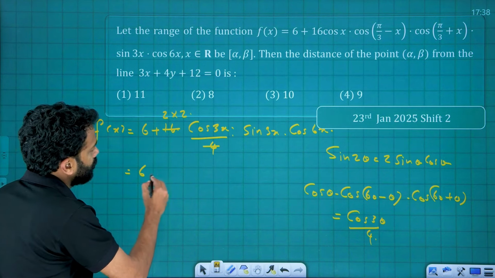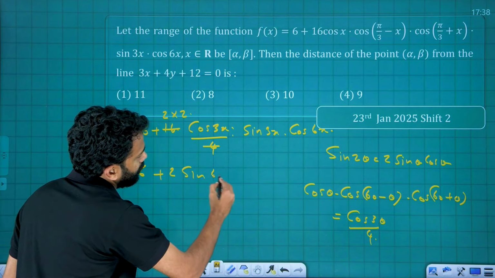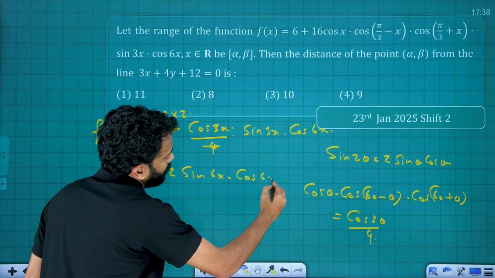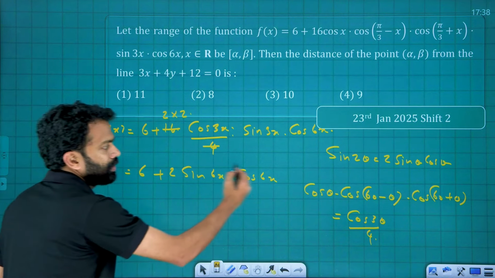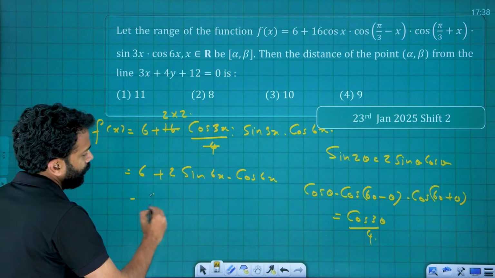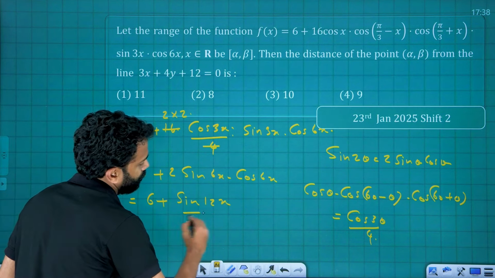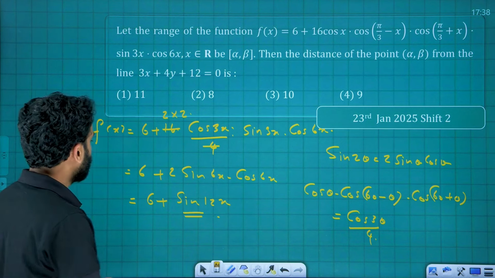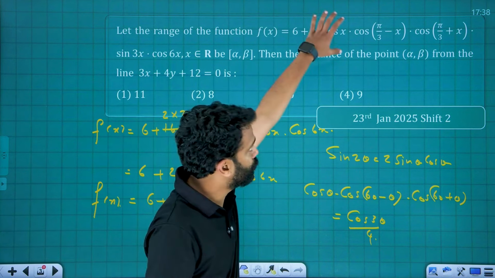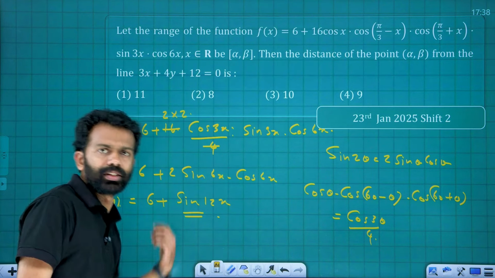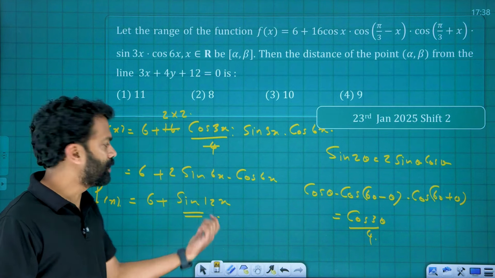Therefore, it will be 6 plus 2 into sin 6x into sin 6x. One more time you can apply this formula. What is 2 sin 6x into cos 6x? That is 6 plus sin 12x. So, this is what the function f of x is. The expression has reduced to 6 plus sin 12x. So, how will you find the range of this? It is very easy actually.